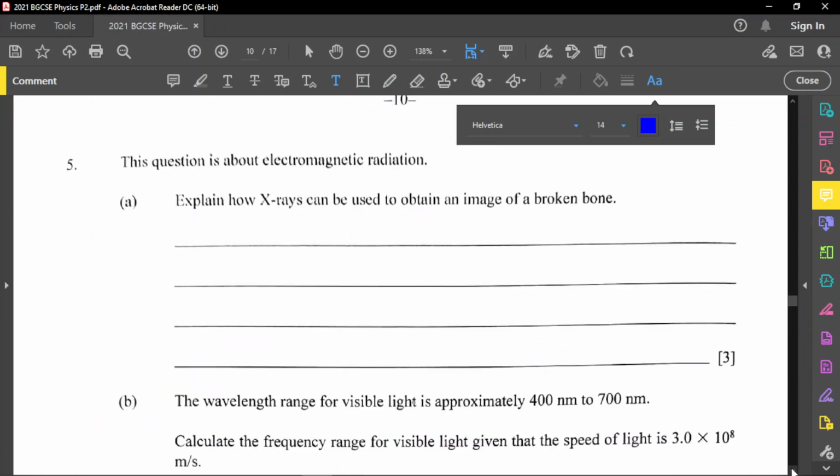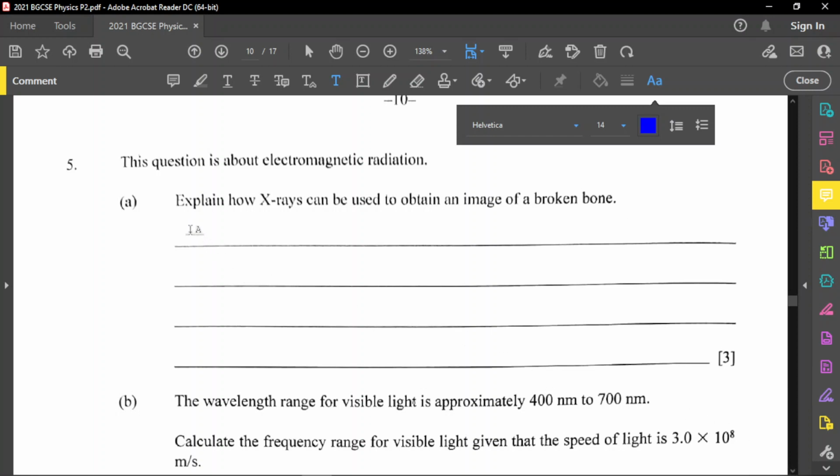Question number 5. This question is about electromagnetic radiation. So we're looking at now our EM waves, electromagnetic waves. And here it said, explain how X-ray can be used to obtain an image of a broken bone. So you get a broken bone, you go to the doctor, and the doctor takes an X-ray and tells you exactly which part of the bone is broken. And so let's talk about how this is able to work.